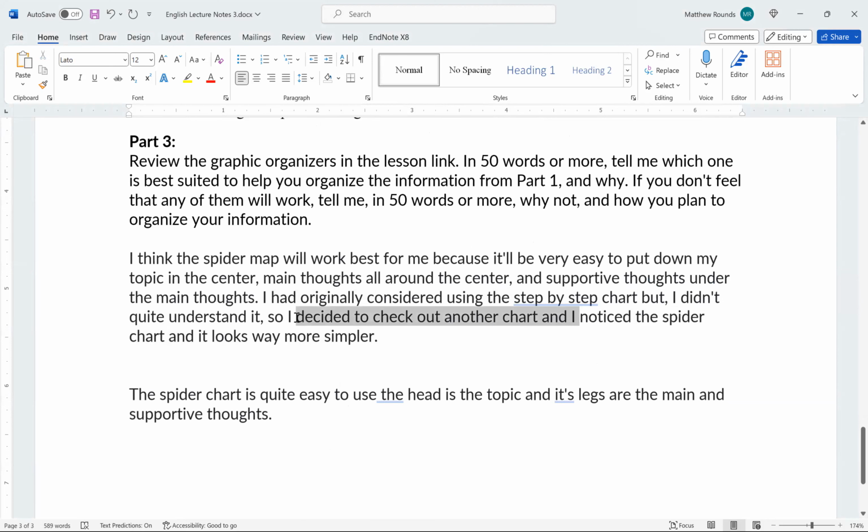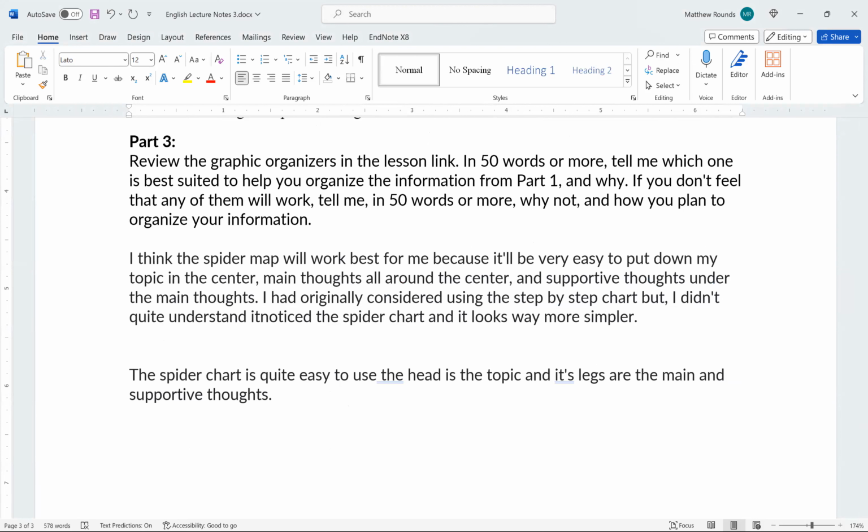So the way to proceed here is to say the spider chart is, instead of saying simpler is a better fit, and that's what I was trying to get you to say: why something was better or why something was worse. Why is it a better fit? And you can't just say the same thing you said before. So it would be better to say why you didn't understand the step chart. Why didn't you understand it? What is it about it that you didn't understand? I just didn't understand what they meant by the step by step.